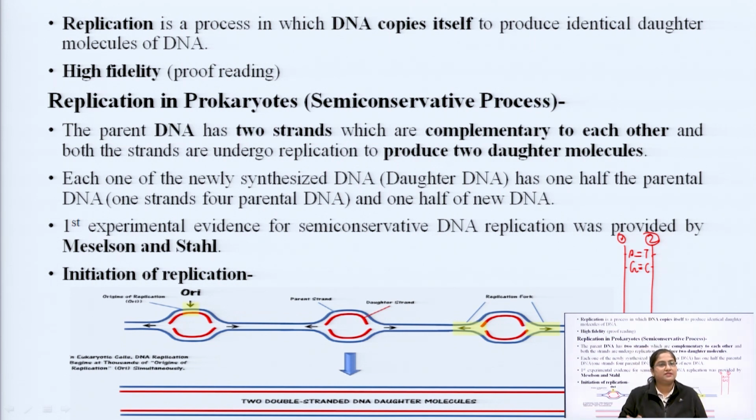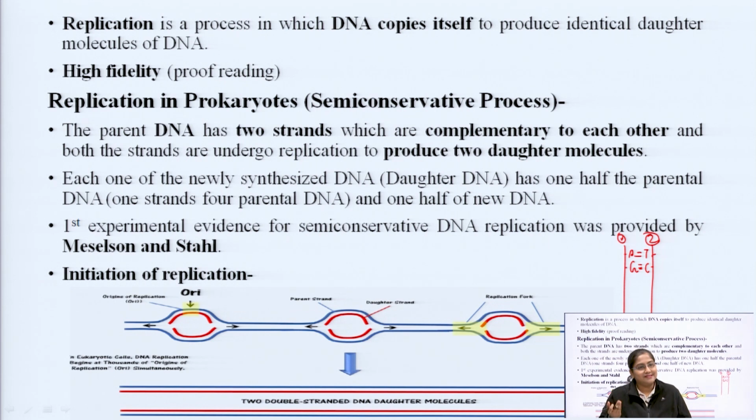Each one of the newly synthesized daughter molecules will again do the same thing and form the next generation of daughter molecules. The next daughter molecules will do the same and form their next generation, and likewise they will replicate themselves. The first experiment was done by Meselson and Stahl. Only then did we get to know that DNA replication is a semi-conservative process.